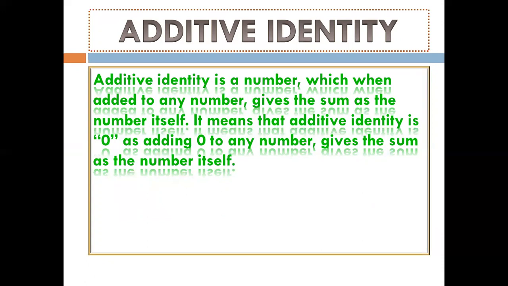And 0 is the only such number. When you add it to any number, the answer will be the same. No change is there. 200 plus 0 will be 200, 1 plus 0 will be 1. So additive identity is a number which when added to any number gives the sum as the number itself. It means that additive identity is 0, as adding 0 to any number gives a sum as the number itself.